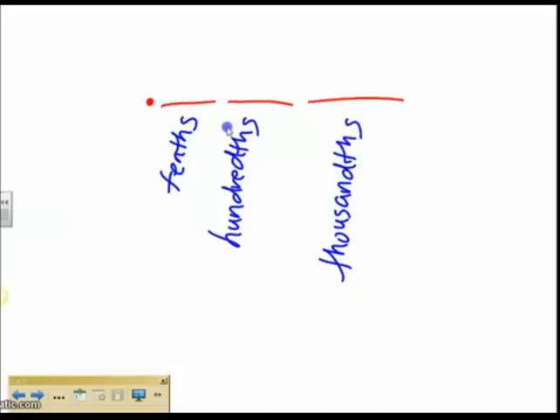If you noticed, when I said and wrote all of these, they all end in a THS. That's how you know that it is a decimal word. So if you are talking about a decimal number, you must say the tenths, the hundredths, or the thousandths.